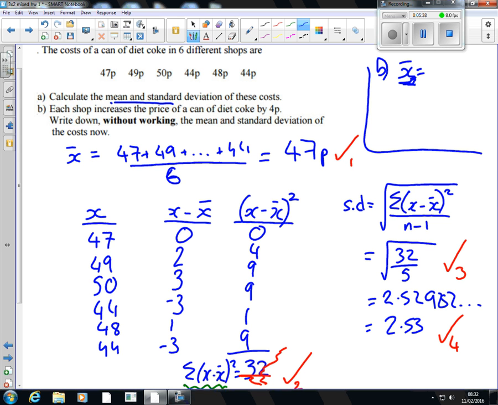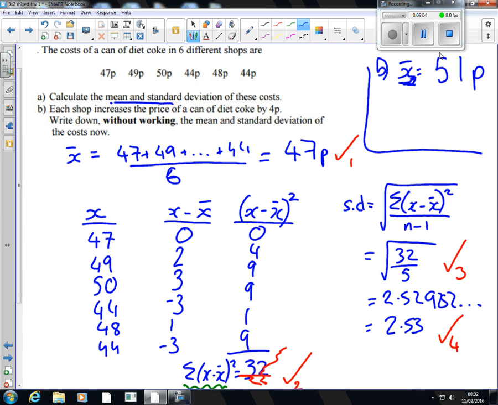X bar 2, so the second mean, everything's gone up by 4 pence, so on average they've gone up by 4 pence, so the mean has gone up from 47 to 51. Okay, not 31, 51, so the mean's gone up to 51 pence. Now your standard deviation is a measure of how spread out the numbers are.